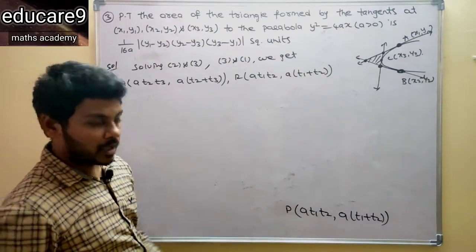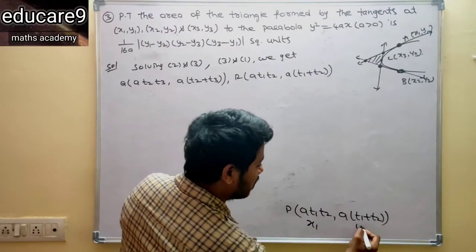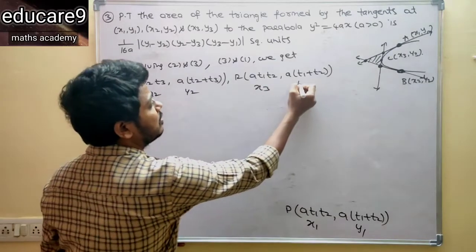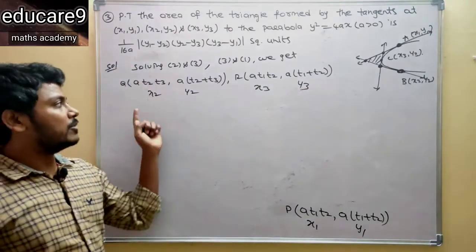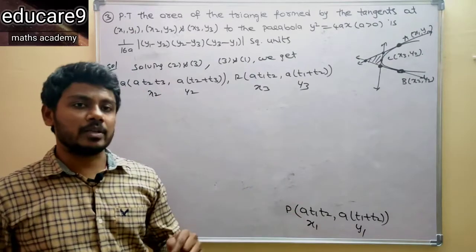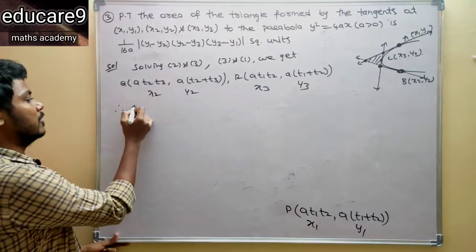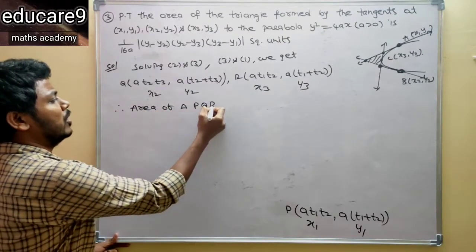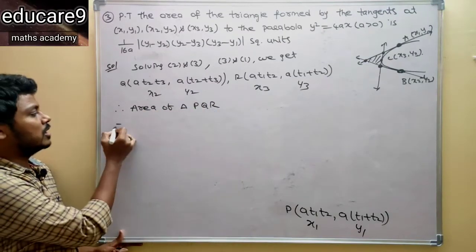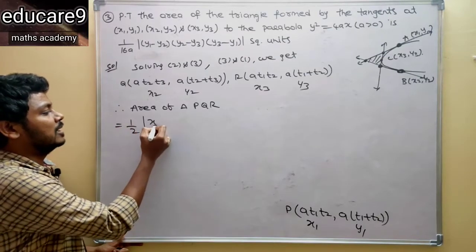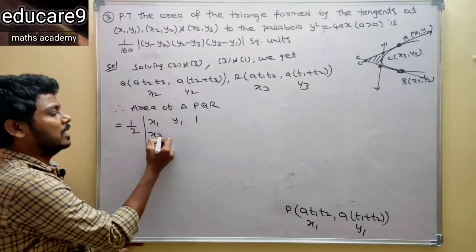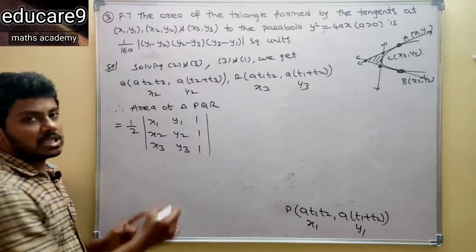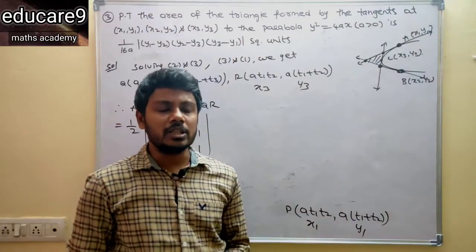So this is the point P. So this is x1 y1, this is x2 y2, this is x3 y3. Now find the area of the triangle formed by these 3 points. Therefore the area of triangle PQR is equal to half into the determinant with rows x1 y1 1, x2 y2 1, x3 y3 1. So this is the area of the triangle formed by the 3 points.